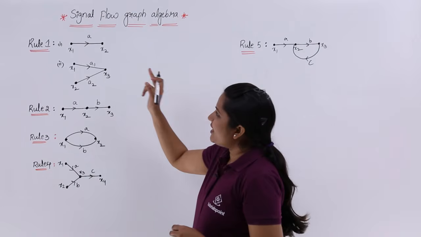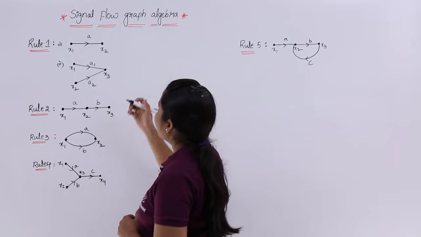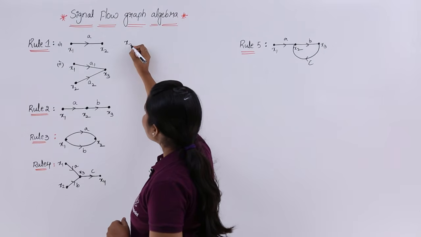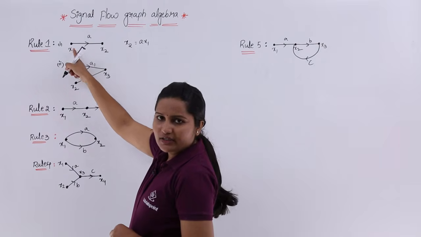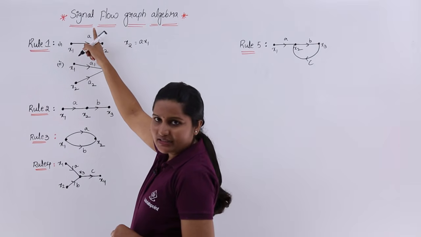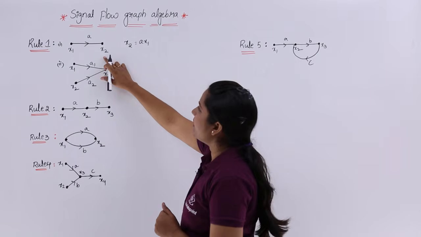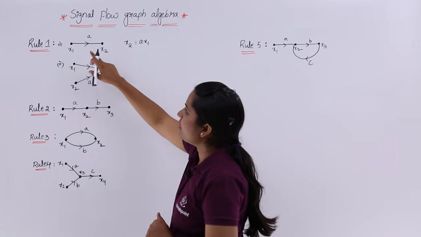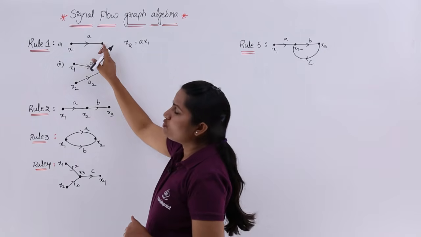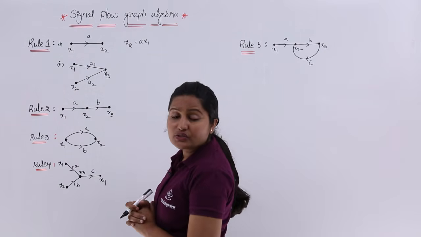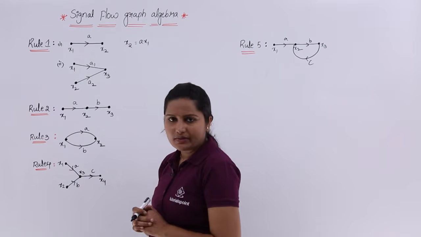For example, if you are having a branch in between two nodes x1 and x2 like this, definitely you can write x2 is equivalent to a into x1. This value into your gain transmittance, that means the gain of this branch. A into x1 will be the output. Here input is x1, output is x2, and this is a branch connecting these two nodes with gain A. So in this case we can represent x2 is equivalent to a x1.